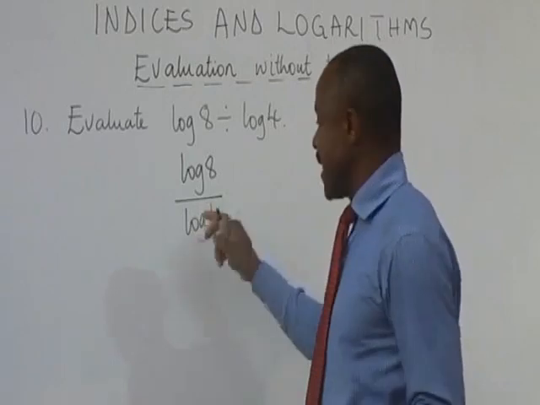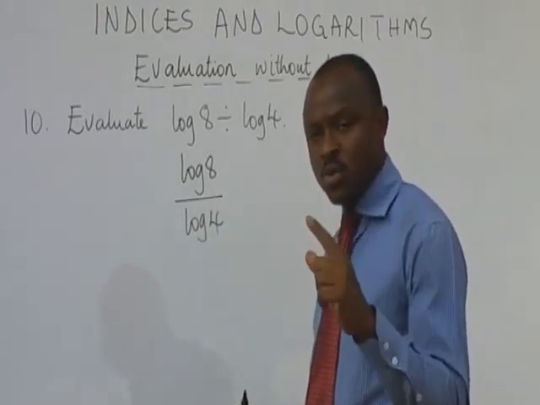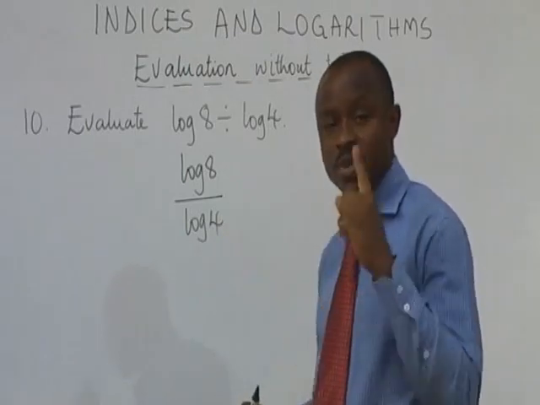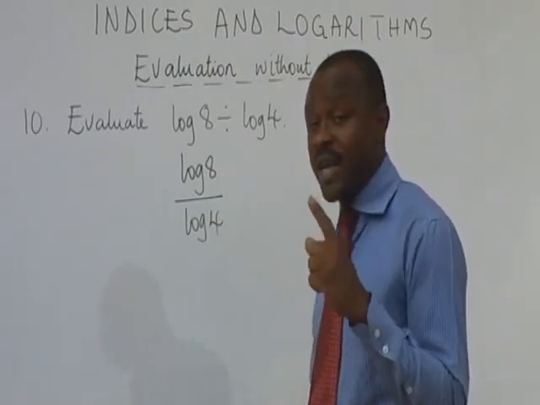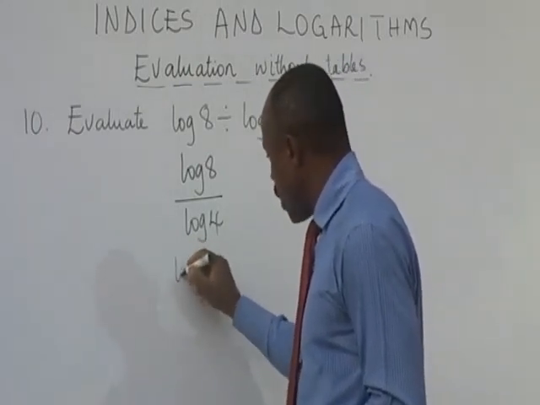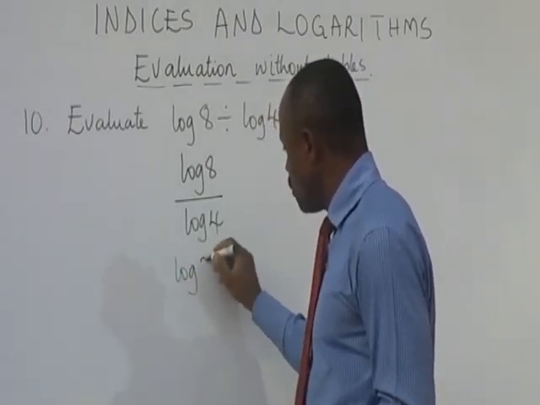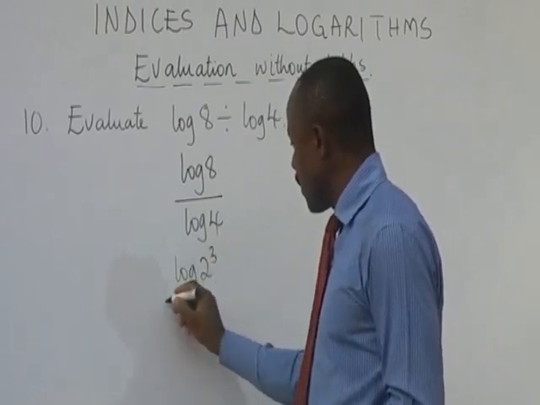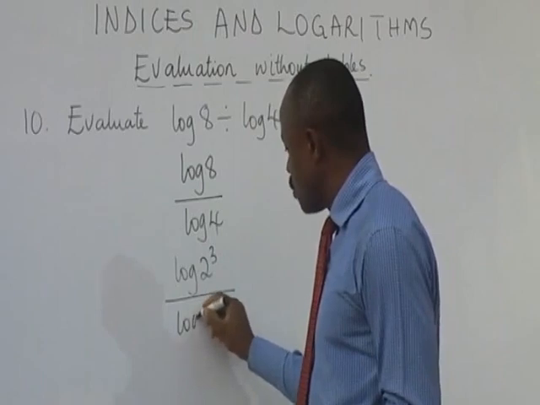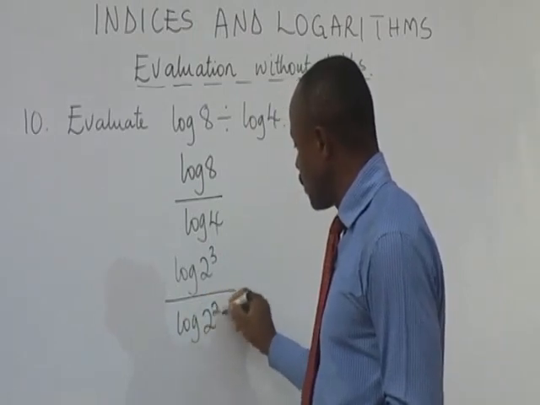You and I know that 8 is 2 times 2 times 2. That means 2 exponent 3. Whereas 4 is 2 times 2. That means 2 exponent 2. Write it in that form. Log 8 becomes log of 2 exponent 3, whereas log of 4 becomes log of 2 exponent 2.